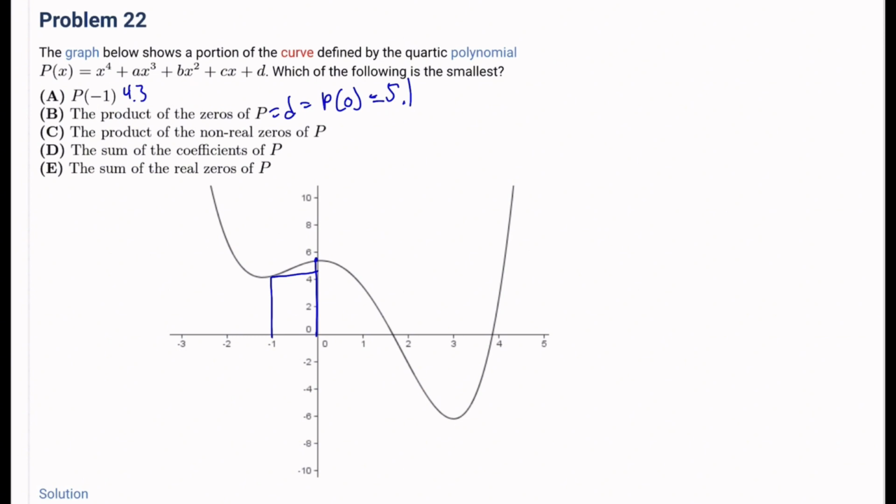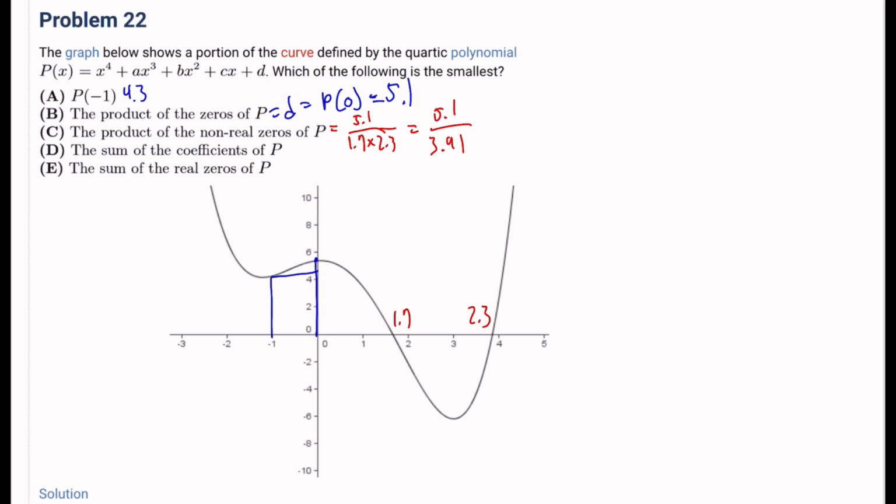And then the product of the non-real zeros of p, let's do it in a different color. This is non-real zeros, so it's the product of all the zeros, 5.1, over the product of the real zeros. So it's 5.1 divided by the product of the real zeros, those are these two values, 1.7 and 2.3. So this is 5.1 over 1.7 times 2.3, and this equals 5.1 over 3.91.